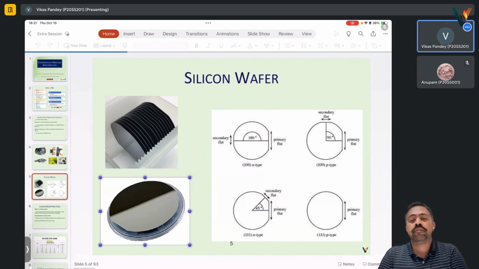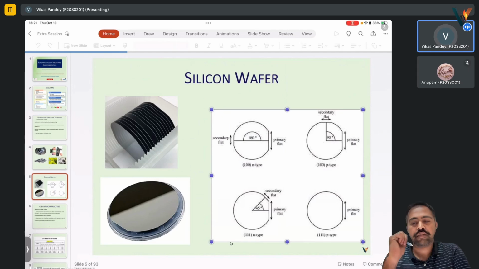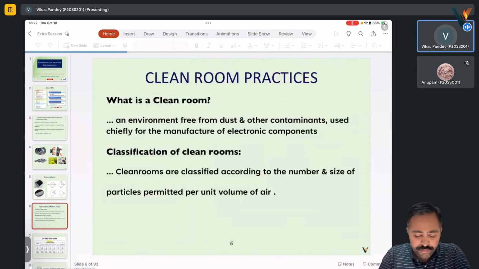How do we identify what it signifies? If it is a simple circle with a single cut on one side, that is a 111 P type wafer. If it has another cut adjacent to it, the secondary flag, then it is a 111 N type wafer. Similarly, if the secondary cut is at 90 degrees to the primary cut, it is a 100 P type wafer, and if the cuts are diametrically opposite to each other, it is a 100 wafer with N type doping.